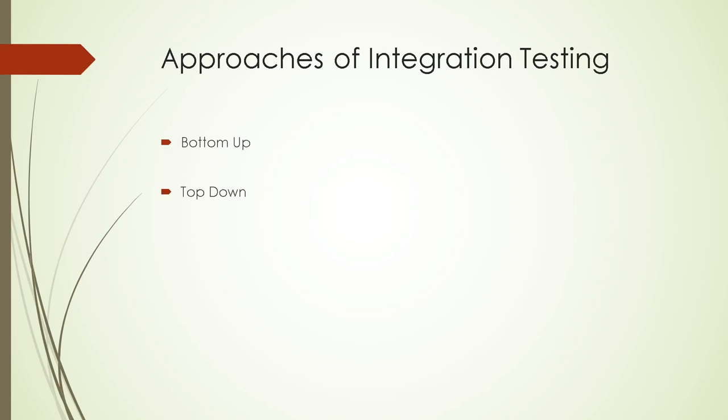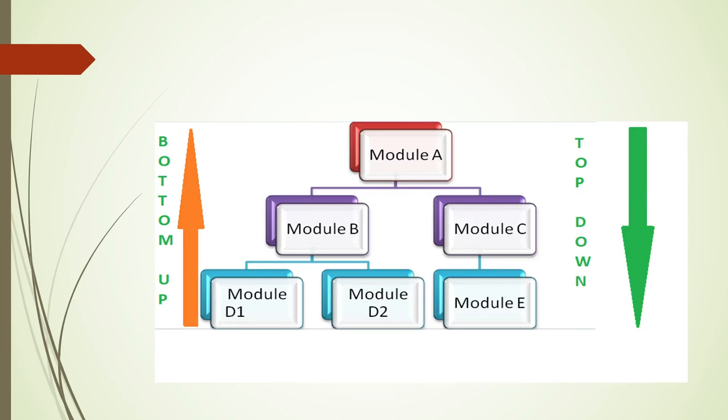Integration testing has the approaches of bottom up and top down. These are the two approaches integration testing has. Now we are going to see the two approaches one by one, starting with bottom up. In this figure you can see that the system is divided into subsystems like module D1, D2, module E, module B, module C, and the final module, module A.